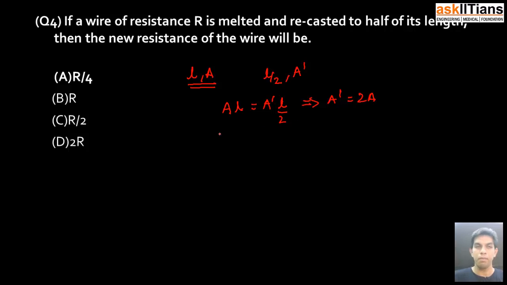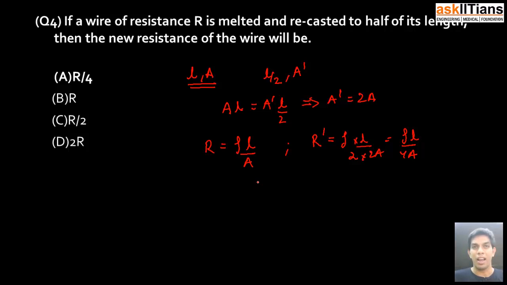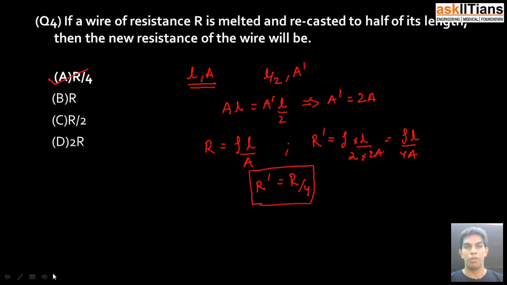2A. So initially the resistance be R, which can be given as rho L by A. Now the new resistance is R dash equals to rho, its length is now L by 2 and its area is 2A. So I have rho L by 4A. Comparing R and R dash, I can say that R dash is 1 by 4 of my initial resistance. Hence, A is the correct answer. We'll now move on to the fifth question.